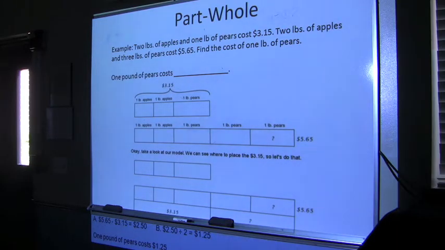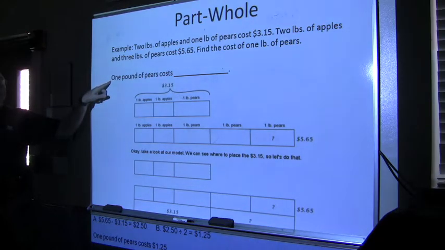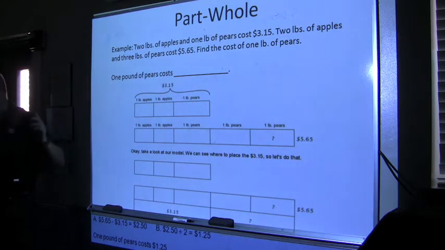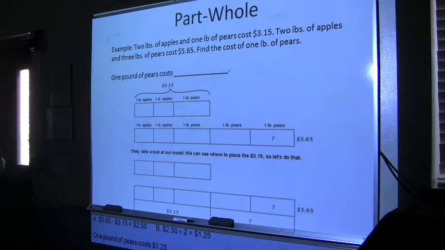Okay, so these are the types of problems where after you get finished reading them, you look up in your brain and see what's written on your slate up there and nothing's there. All right, so this is where it becomes helpful. You're going to focus on, first of all, what am I trying to answer? Jim, what am I trying to answer? I'm trying to find out how much 1 pound of pears cost. Okay, so 1 pound of pears cost, so we write that down.